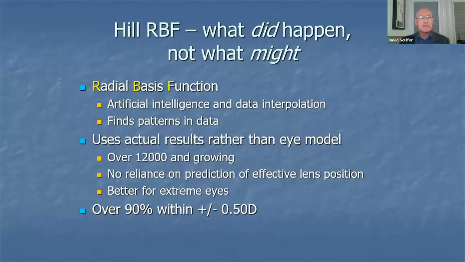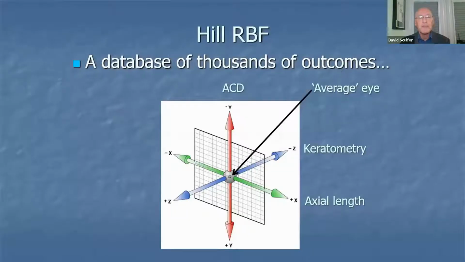Now, of course, the chance of 4 patients coming through your door on consecutive months is pretty slim, but the chance of 4 patients around the world with very similar measurements having come through the door and been operated on is actually quite high. And that's what it allows you to do, it gives you access to a huge database. So you can think of the RBF as a database of thousands of actual outcomes.